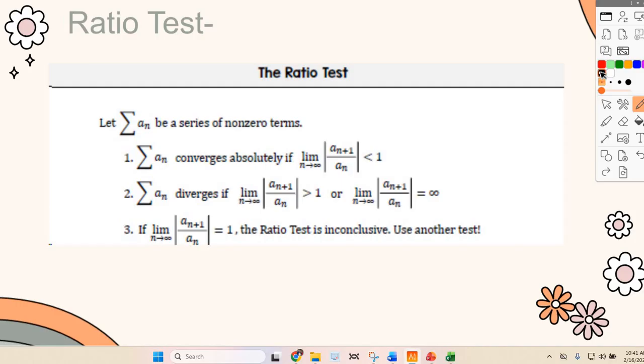We tend to use our ratio test for powers and factorials. Which remember we looked a little bit at last week, our factorials.